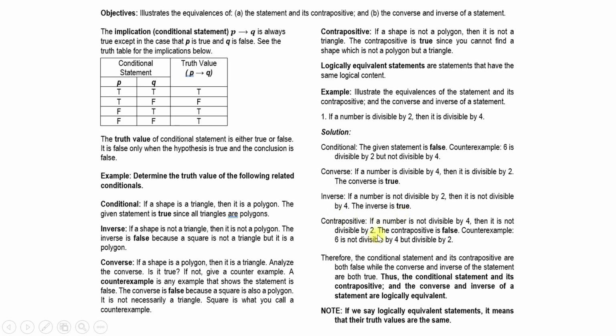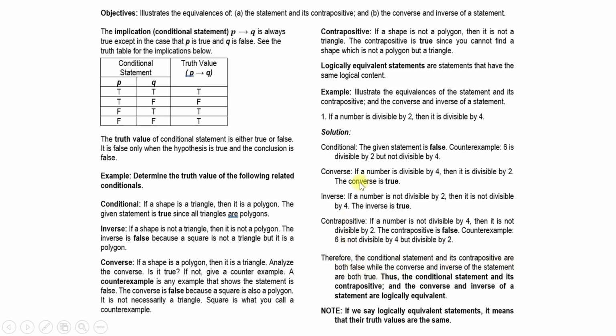How about the contrapositive? If a number is not divisible by 4, then it is not divisible by 2. Okay, the contrapositive is false. Okay, counterexample: 6 is not divisible by 4, but divisible by 2. Okay, to summarize this one, therefore, the conditional statement and its contrapositive are both false.